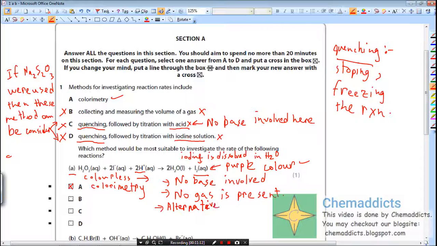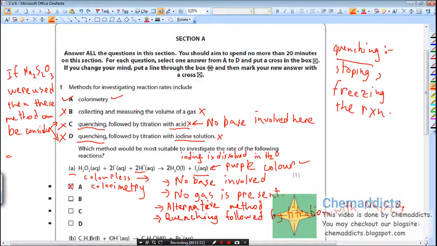Alternative method. Here is the alternative method, that is quenching followed by titration with sodium thiosulfate. So that's it. That's why option A here is correct.